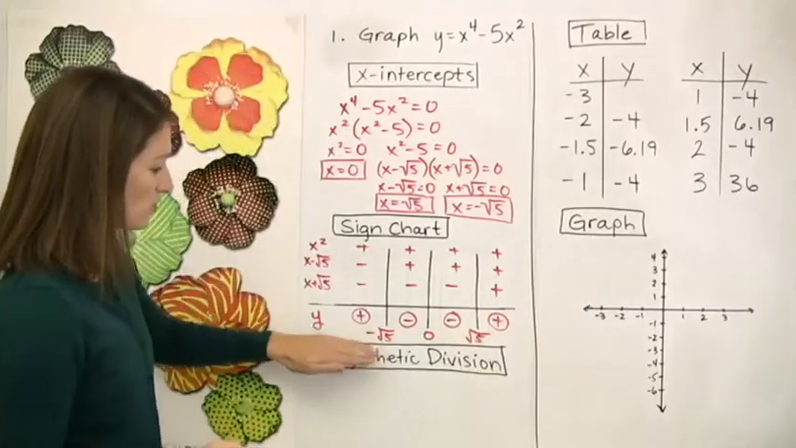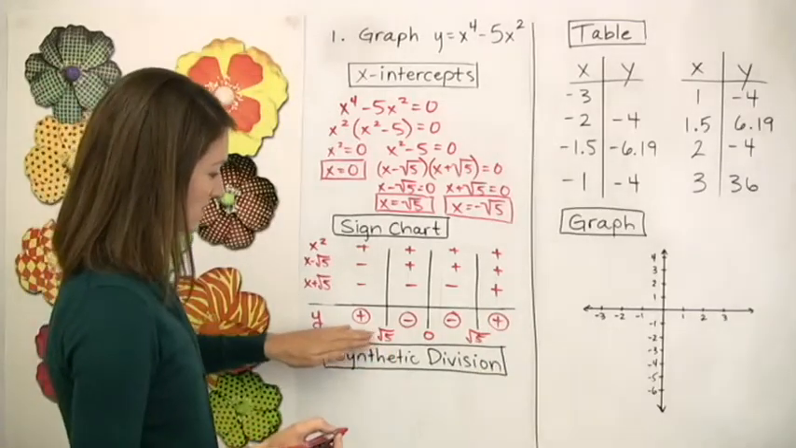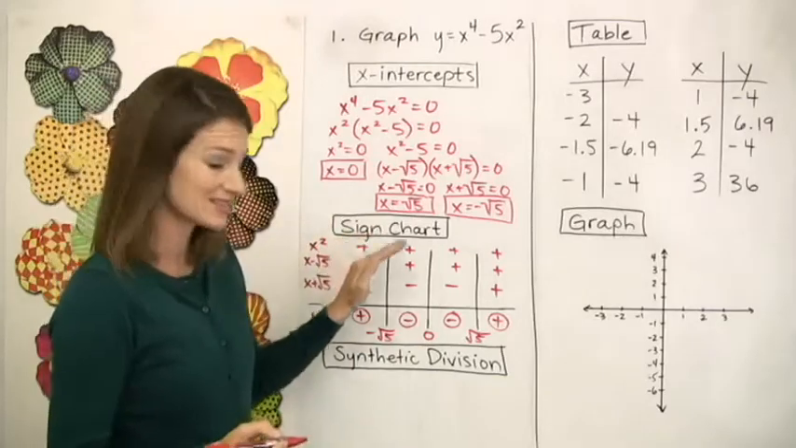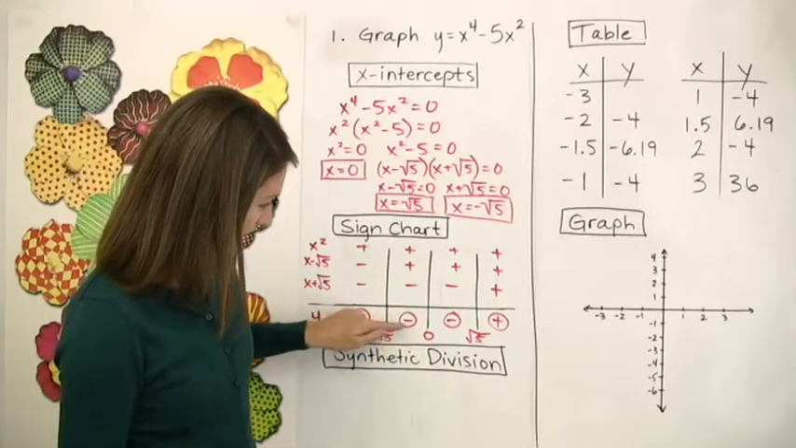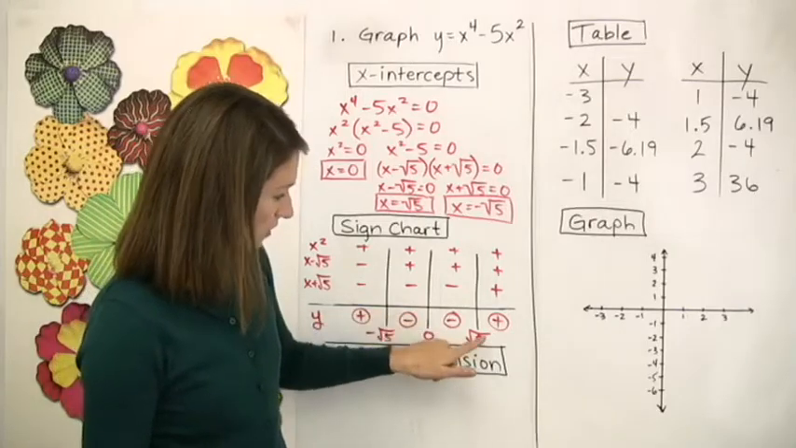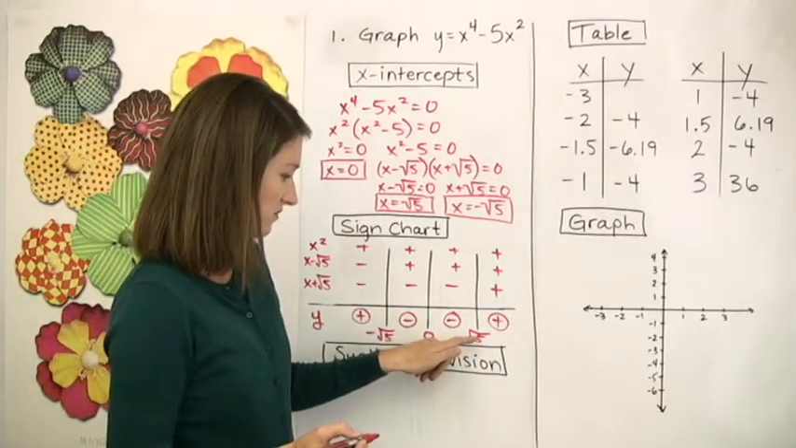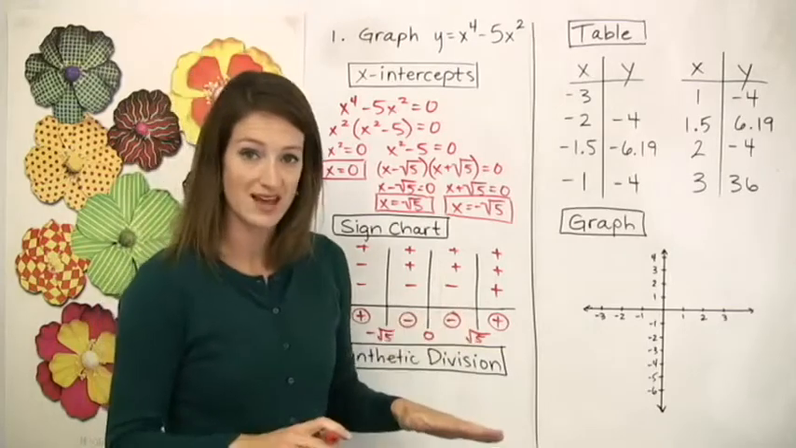So we know that our graph, when it's less than negative the square root of 5, is going to be above the x-axis. When it's between negative the square root of 5 and all the way crossing over 0, all the way to the positive square root of 5, it's going to be below the x-axis.